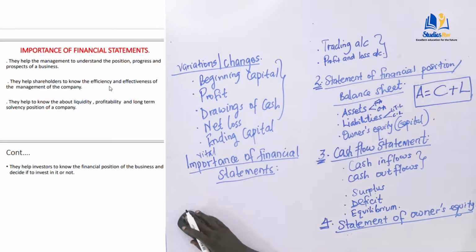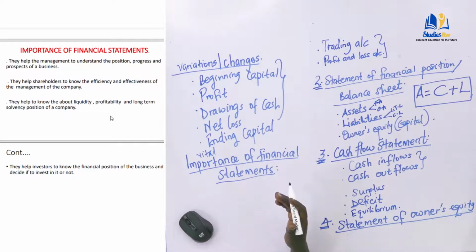Number 3, they help to know about liquidity, profitability, and long-term solvency position of a company. Liquidity is the ease with which assets can be turned into cash. Are you in a good financial position to pay the liabilities using your assets? We have liquidity ratios, which we shall talk about, like the current ratio, the cash ratio, and the acid test ratio. Those are all liquidity ratios.